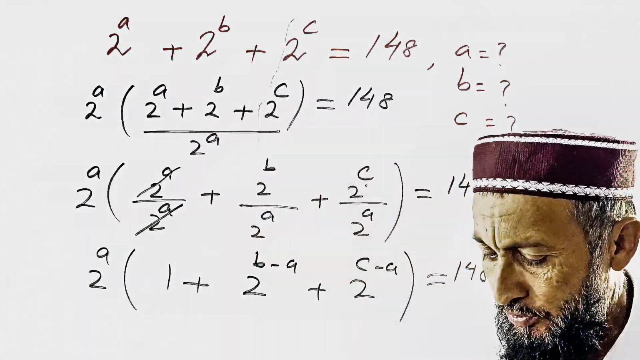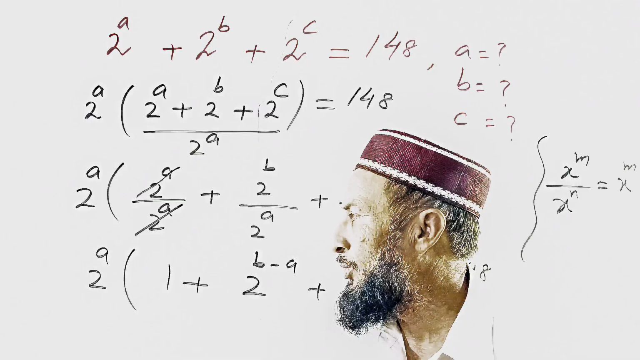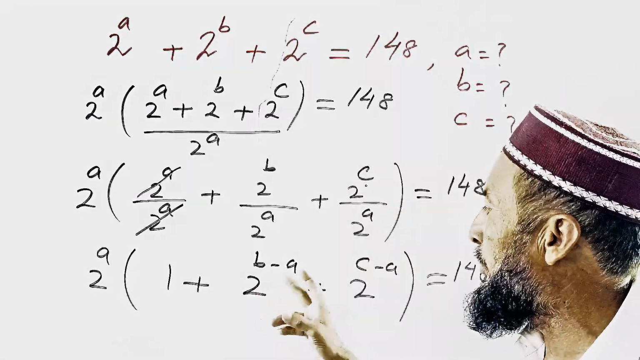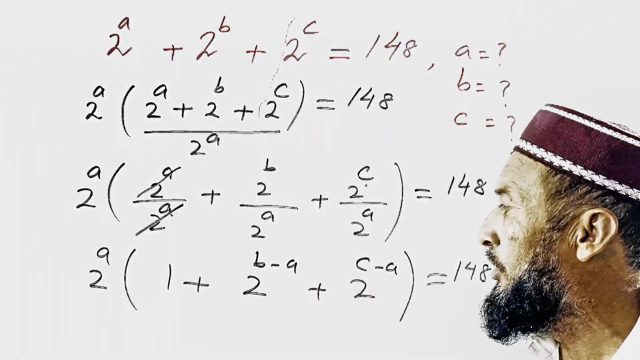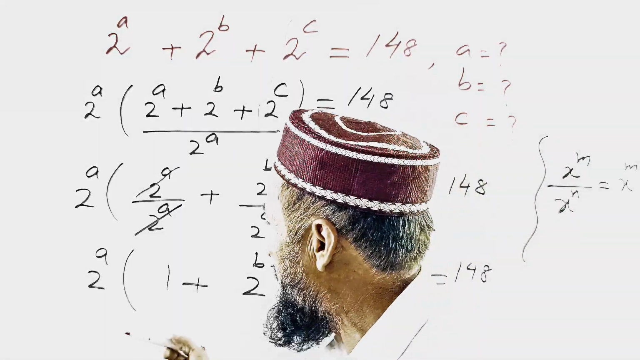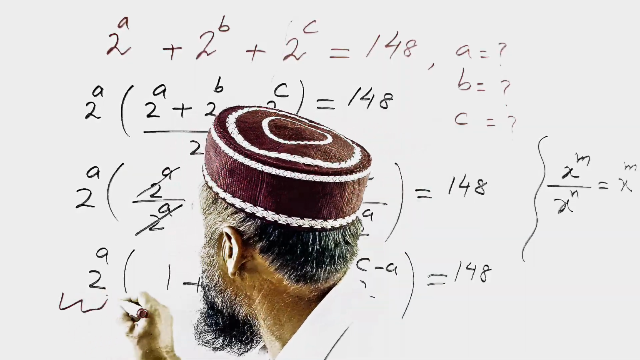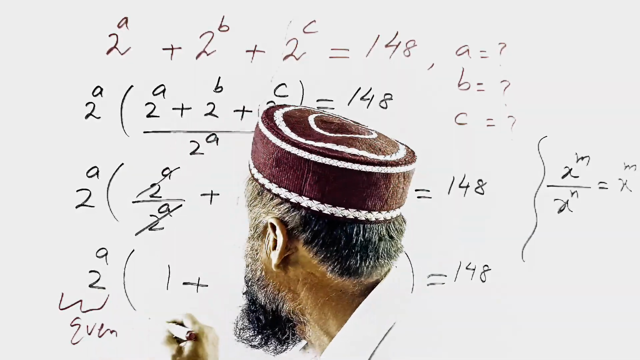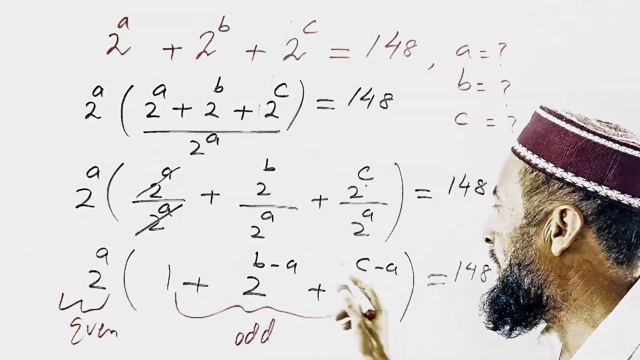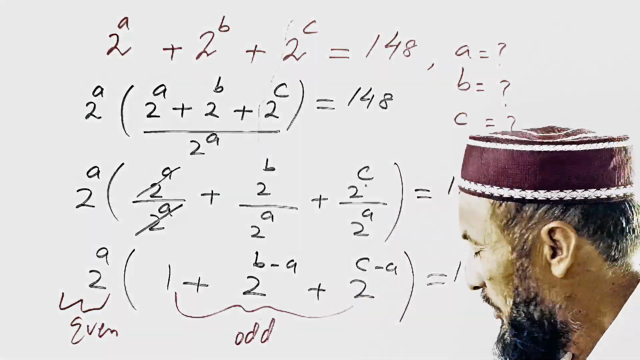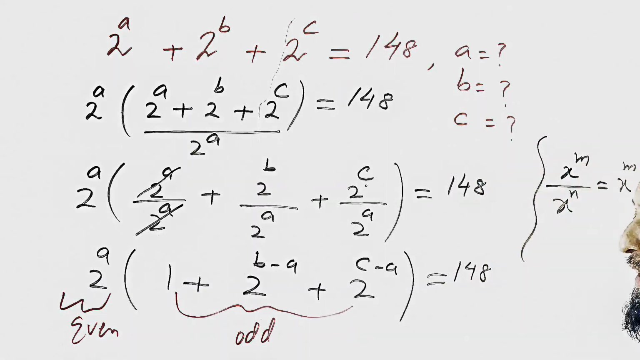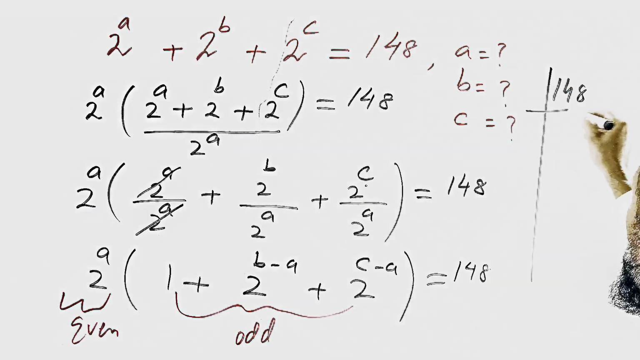So on, if we give a the values from 1 up to so on, we will get an even number. Similarly, if we put in the values of a, b, c in the bracket, we will get an odd number. Here 2 exponent of a is an even number, and the term in the bracket is an odd number. It means we should simplify this term 148, we simply factorize it.